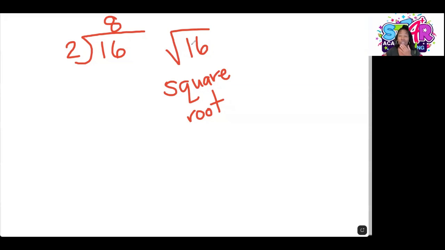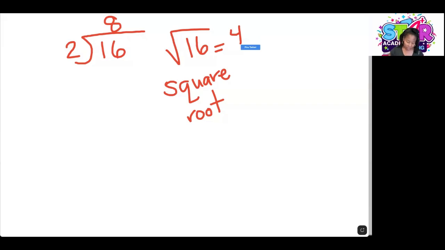1 times 1 is 1, so that's not 16. 2 times 2 is 4, that's not 16. 3 times 3 is 9, that's not 16. But wait, what's 4 times 4? Isn't that 16? So the square root of 16 is 4.